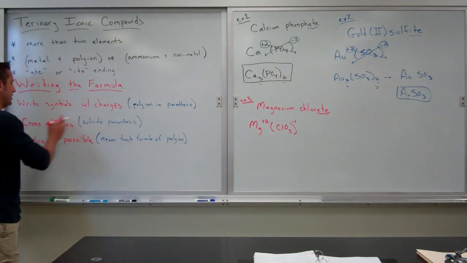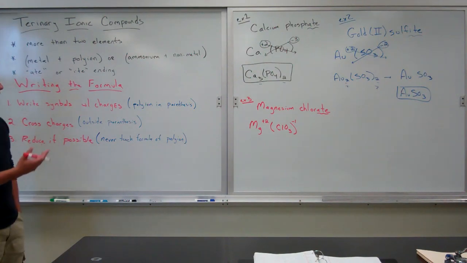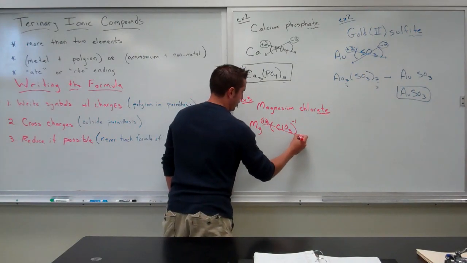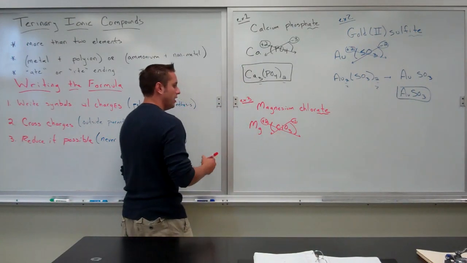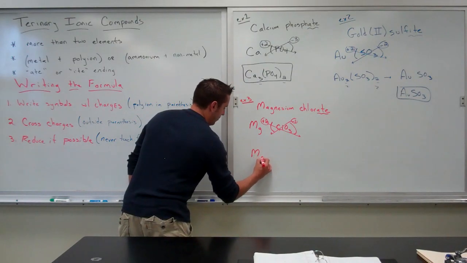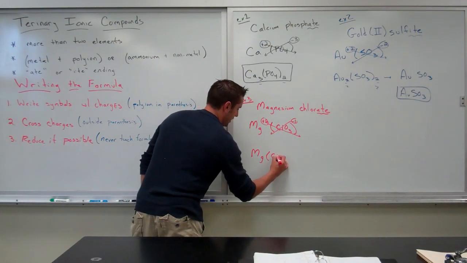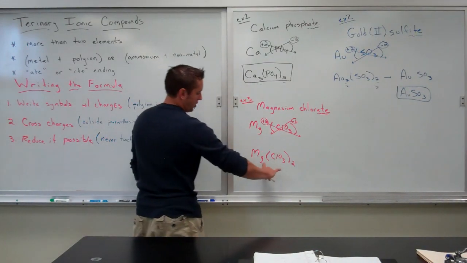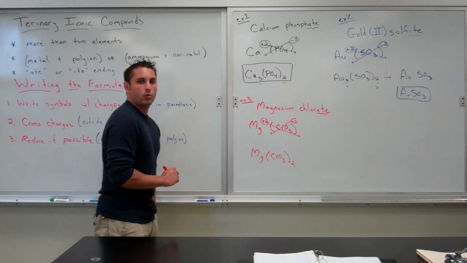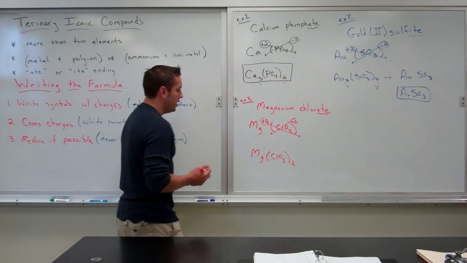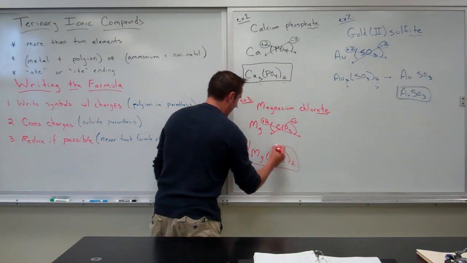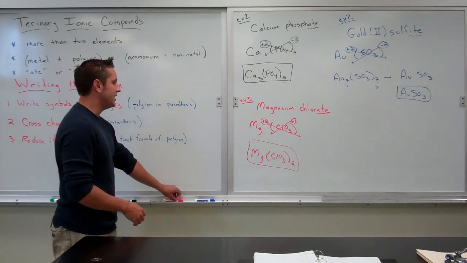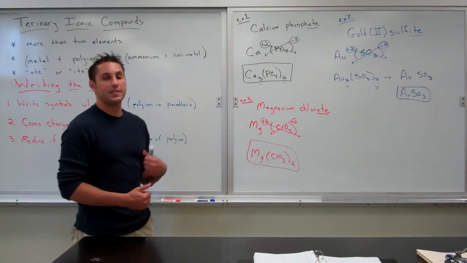So step 1, you list your symbols with your charges. Step 2, you cross your charges. The 2 going here, the 1 going here, which would lead us to Mg(ClO3)2. And the question becomes, do 1 and 2 reduce with each other? And the answer is no. That's as simple as it can get. So magnesium chlorate's formula will be Mg(ClO3)2.